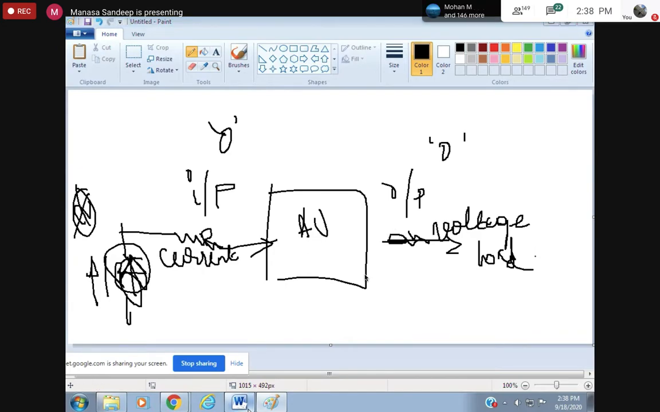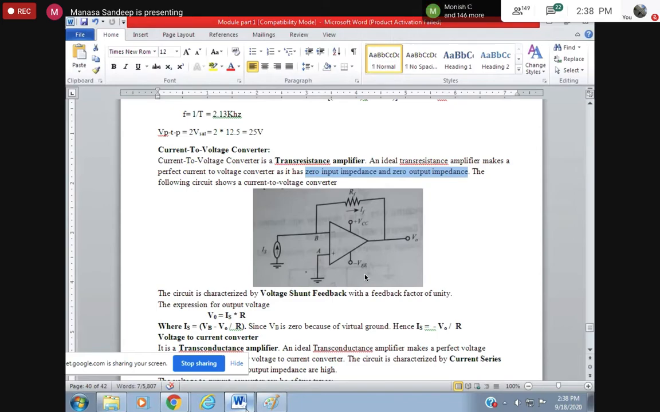So don't worry too much about those things if you are not understanding. Coming to the feedback, it is voltage shunt feedback, because our output is a voltage. So obviously the feedback that you are giving is also voltage feedback. If you give it in parallel, it is called voltage shunt, which is nothing but parallel. If you give it in series, it is called voltage series feedback. Don't worry too much about those things.